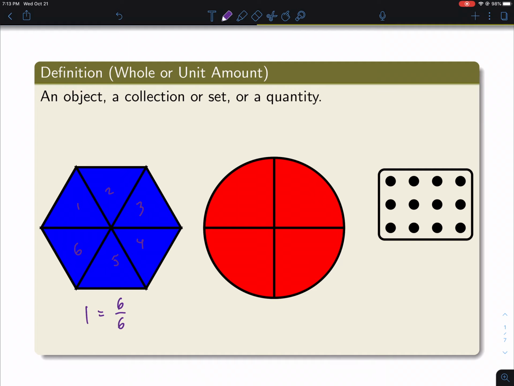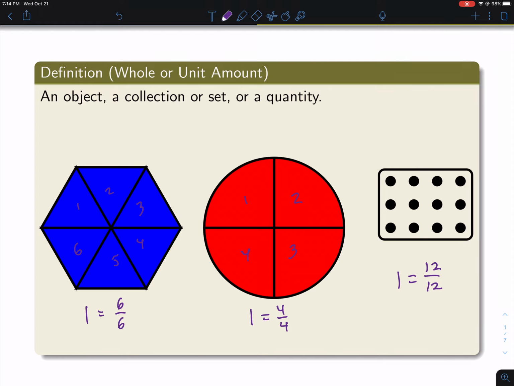Same thing with our circle. Our circle is divided up into 4 regions. That means this is still 1 because all the regions are colored in. And so we think of this as 4 over 4. In this case, all my dots are filled in black, so that means they're all colored in. Again, this is going to represent 1, but I've got 12 circles in there total. So this would be the same thing as 12 over 12 for our whole or unit amount.